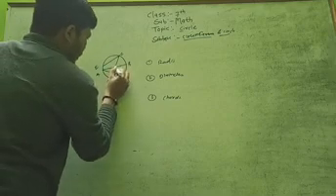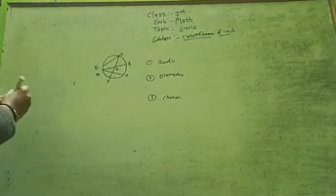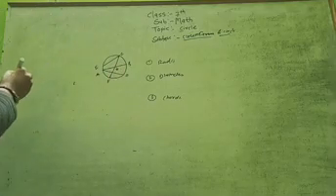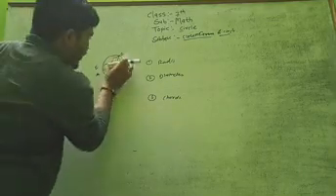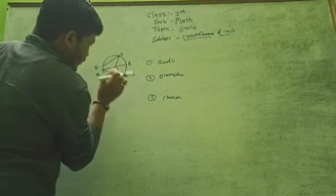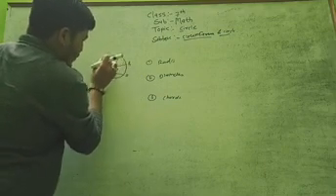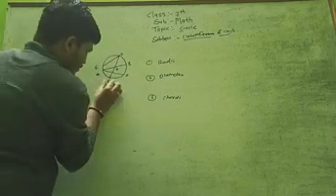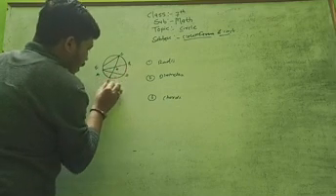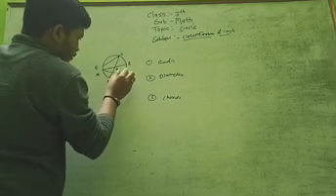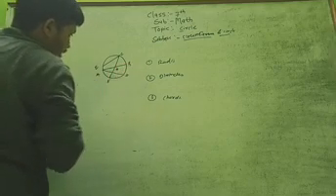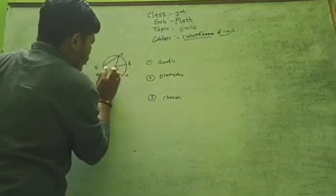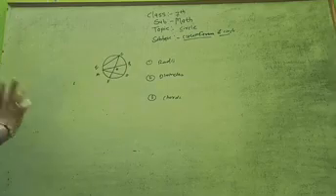Now what is the center? Why is O the center? Because if we measure the distance from the point O to every point on this circle, every point is equally distant. For example, consider this point F. The distance between O and F is equal to the distance between O and B. So every point on this circle is equally distant from the point O. So this O is the center of the circle.